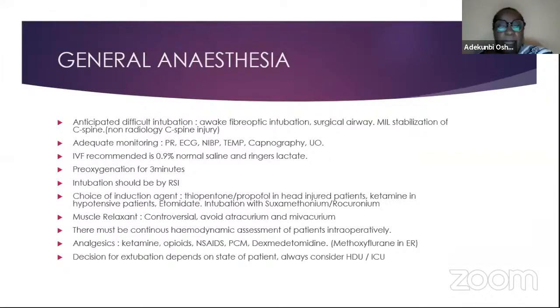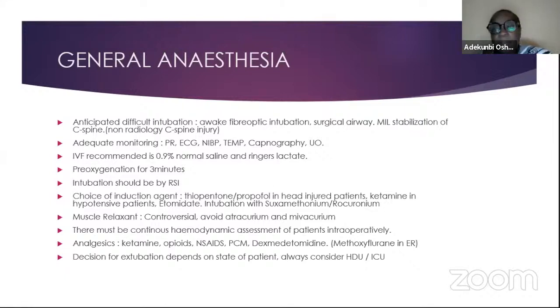Now, if general anesthesia has to be carried out for this patient, we should always anticipate difficult intubation and prepare for surgical airway, fiber optic intubation, and intubation with manual inline stabilization. Now, the fact that patients can move all limbs of their body doesn't rule out C-spine injury. It has been said that there is what we call non-radiological C-spine injury that can still occur in these patients. So these patients should still all have manual inline stabilization, adequate monitoring of our pulse rate, the ECG, the saturation of oxygen, the non-invasive blood pressure, temperature, capnography, and urine output.